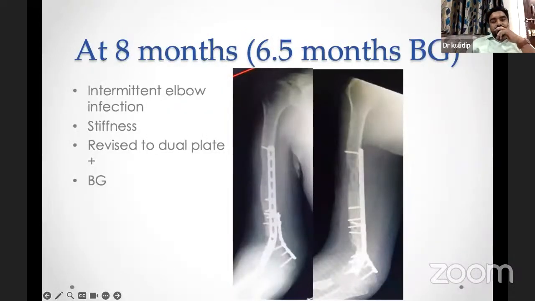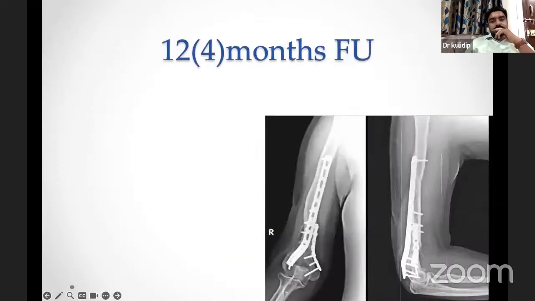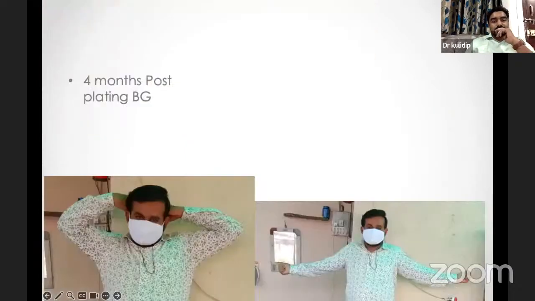So at 8 months, probably 6.5 months from the previous grafting within the rings, I did a dual plating and bone grafting, and went above the regenerate into the proximal humerus and put in a screw. It was dual plating. At 12 months, you can see the good healing. This is the functional outcome. This is 2 months post plating and bone grafting, and this is 4 months post bone grafting.